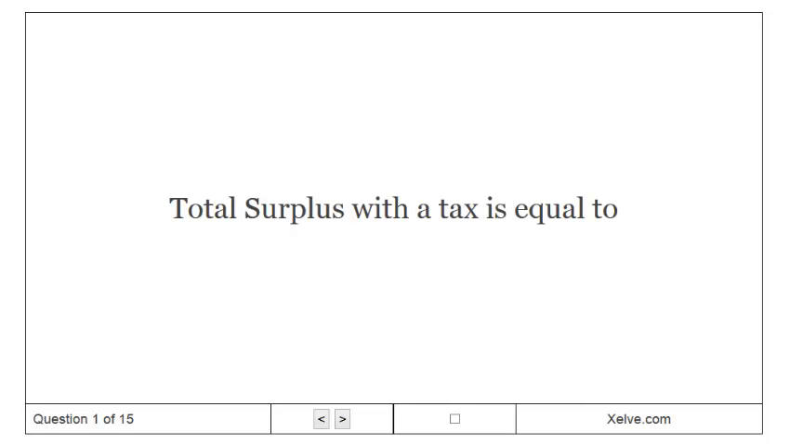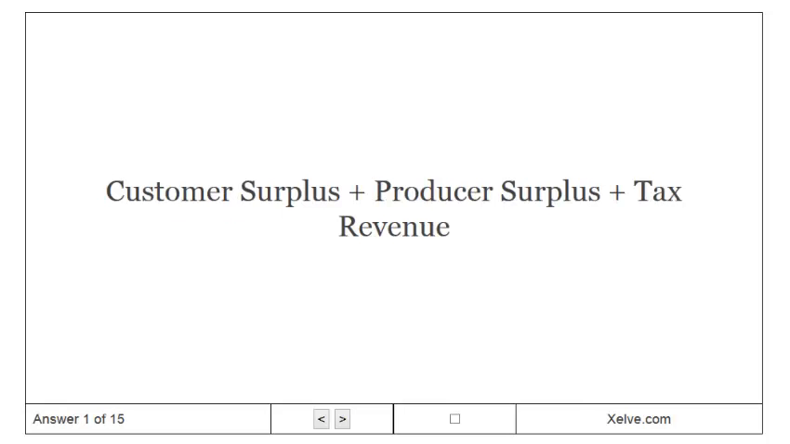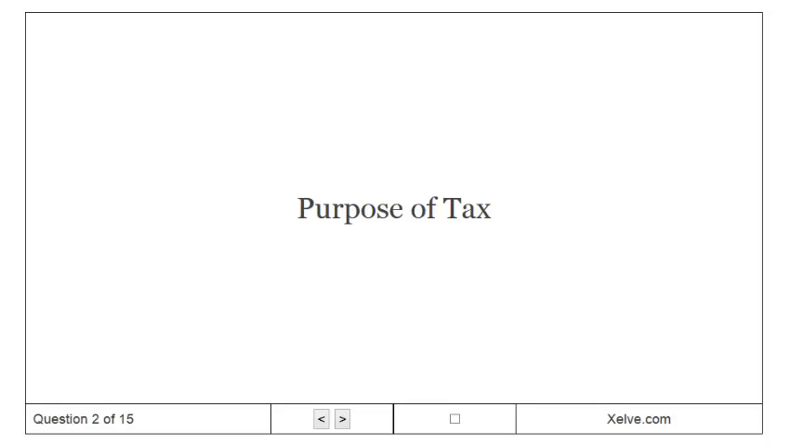Total surplus with a tax is equal to customer surplus plus producer surplus plus tax revenue. Purpose of tax: so the government can raise revenue.